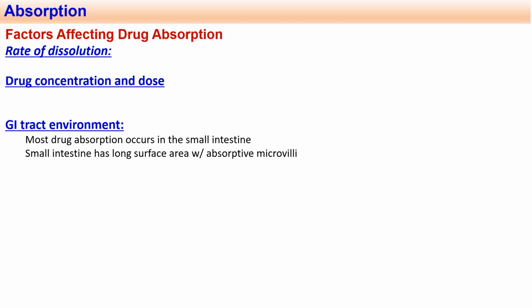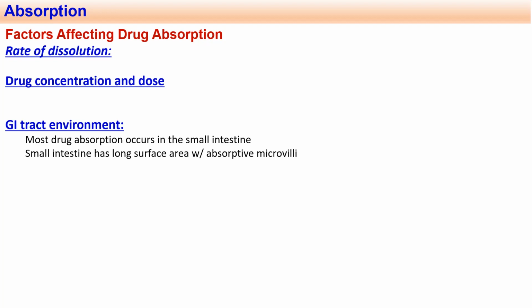GI tract environment. Most drug absorption takes place in the small intestine, and the small intestine has a long surface area with absorptive microvilli. Now, the drugs will spend less time in the stomach, so the stomach has a thick mucus layer that will discourage absorption and prevent absorption in the stomach.